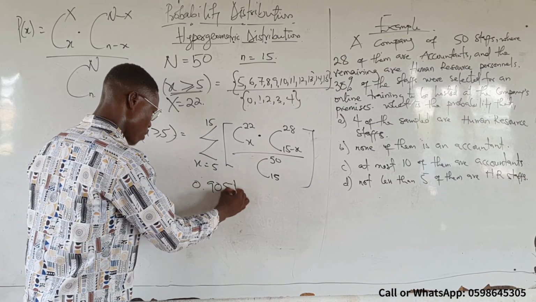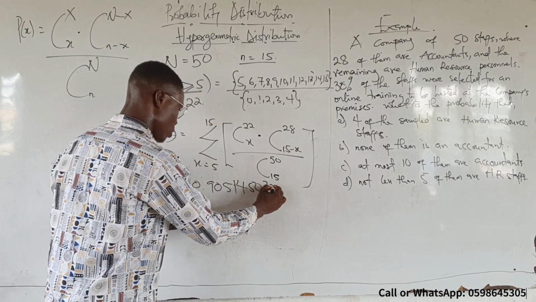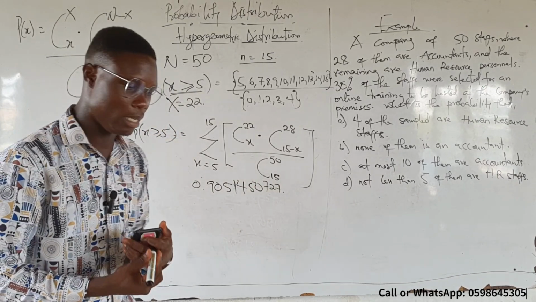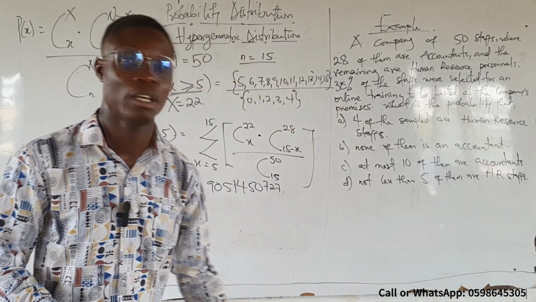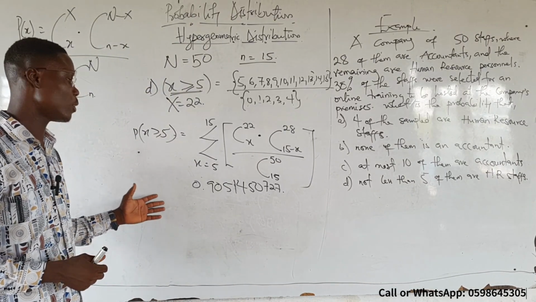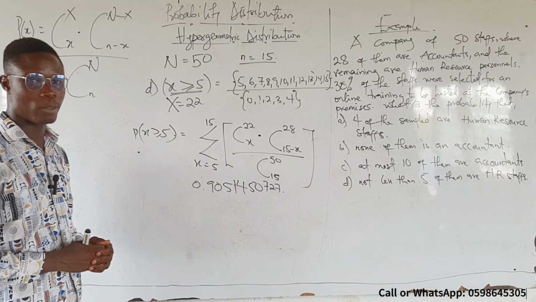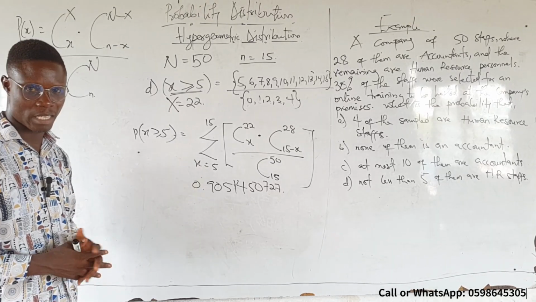0.905. So I have 1450727. So approximately, we have this as a probability if we do it straightforward this way, right? So you see, this is quite short and very understandable, right?